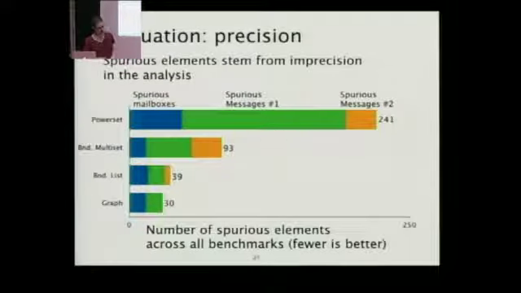And we counted all these spurious messages and mailboxes, and we summed this result over all the benchmarks, and we see here this sum for every mailbox abstraction. So we see that the powerset abstraction has more spurious messages and mailboxes, so it's less precise. And we see that the graph and the list abstractions are the most precise ones. So basically, we want to minimize this number of spurious elements.